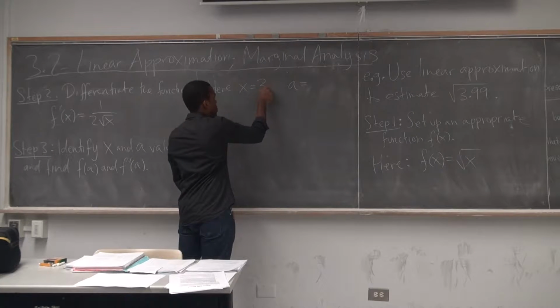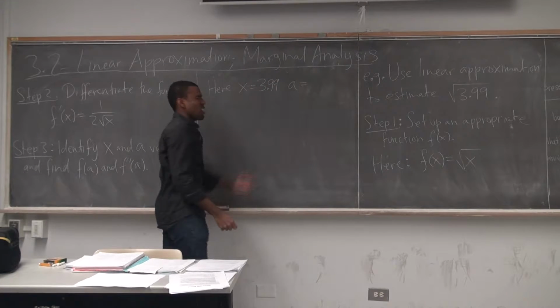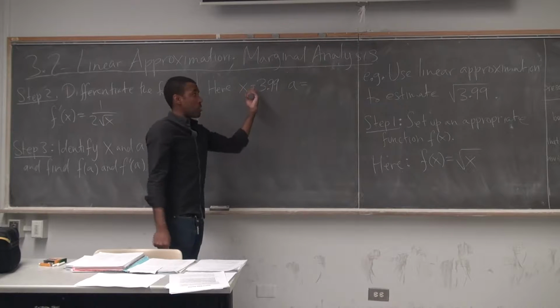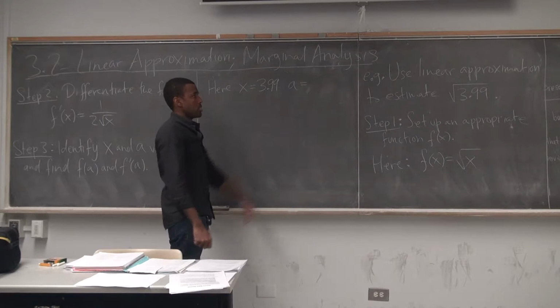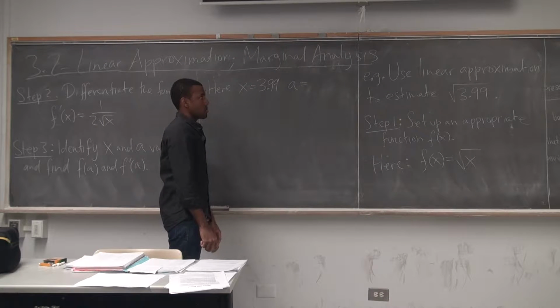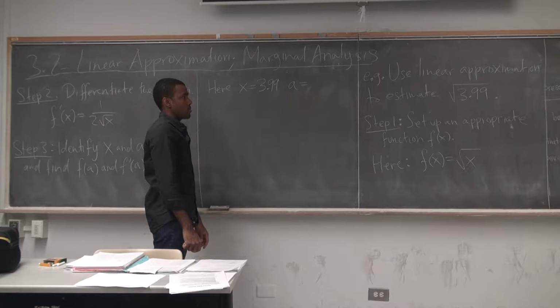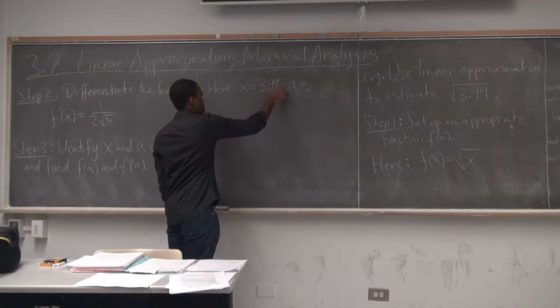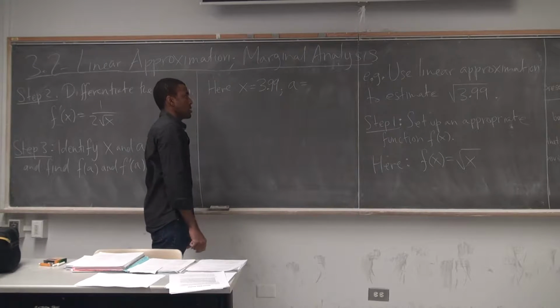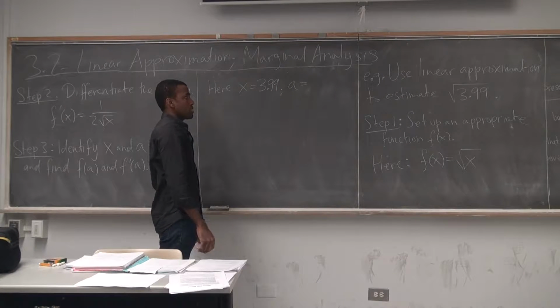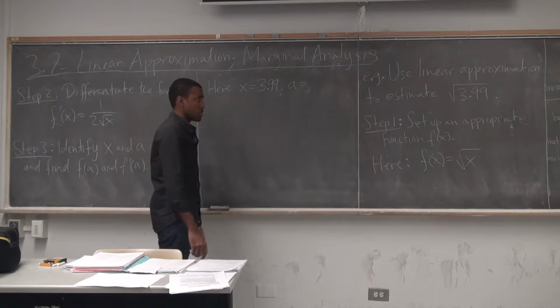Right, the x is 3.99. That's the ugly number that we want to figure out the square root of, right? A is? What? That's right. Remember the definitions. What was A? It's a nice number that is? A is a nice number that is close to x, that we already know all the values for.